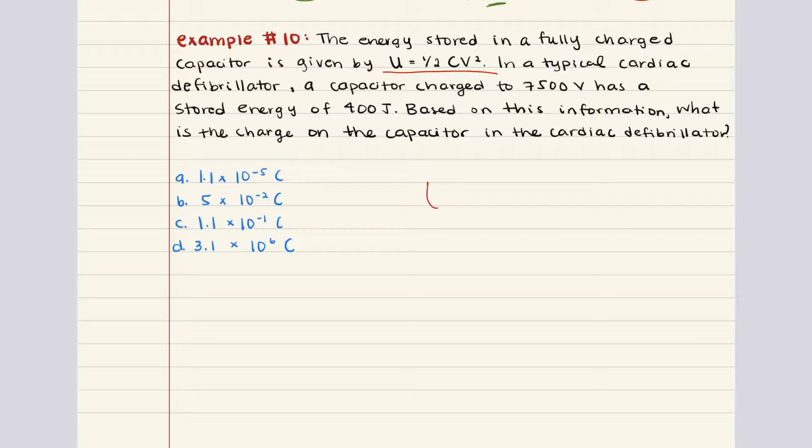Now, the equation we're given in this problem is U is equal to 1/2 CV squared. U is our stored energy, and we're given that value to be equal to 400 joules. V is our voltage, and we're also given that. This is equal to 7,500 volts. And C is capacitance. We're not given information about this value. And here we have to get a little clever because we don't want to calculate for capacitance directly. We're actually interested instead in the charge on the capacitor.